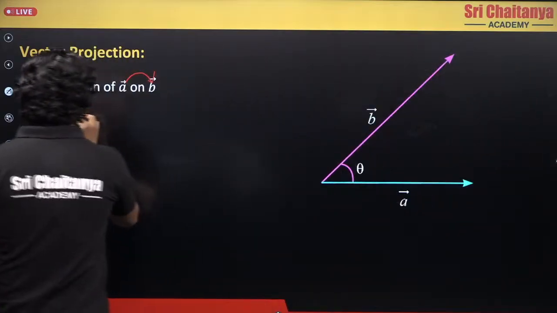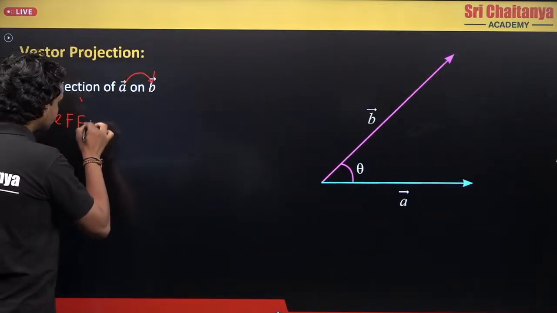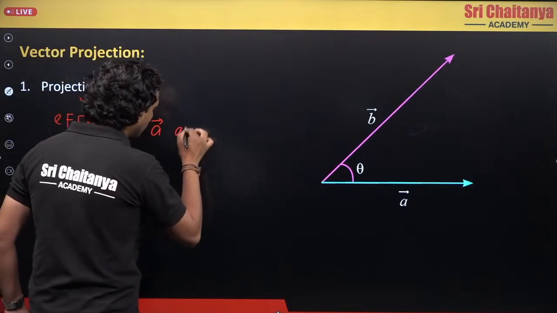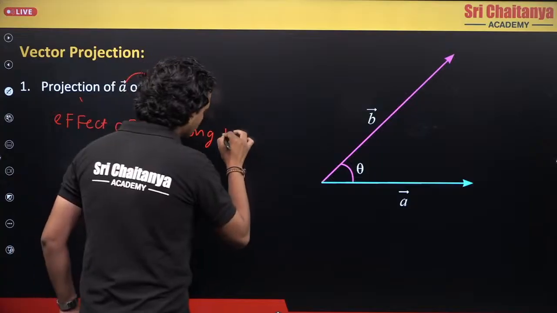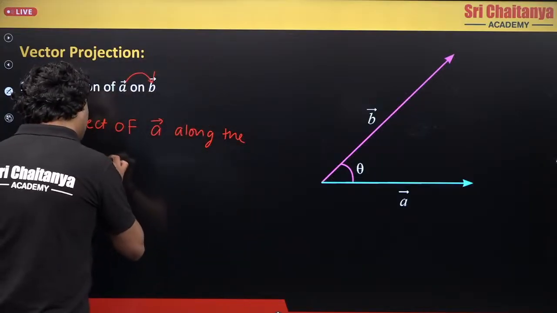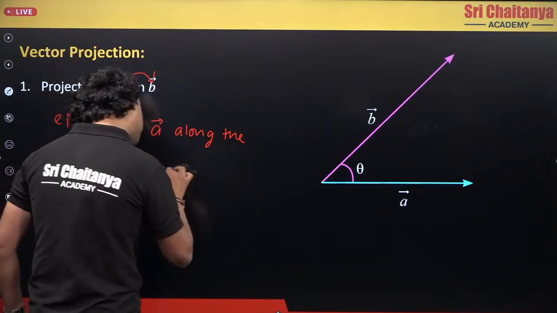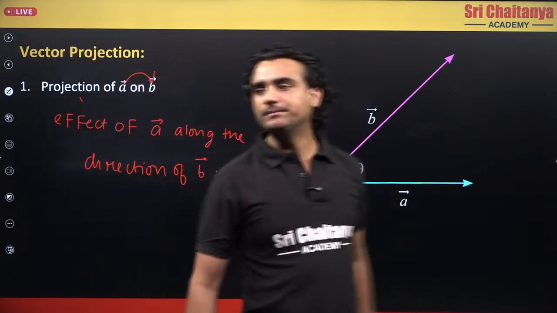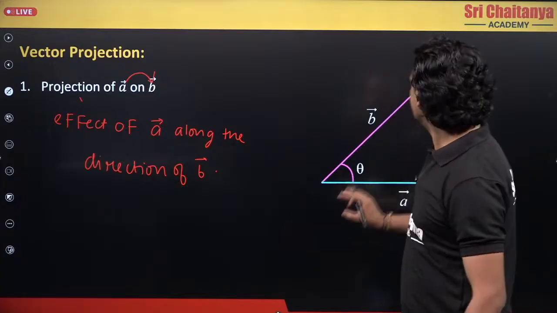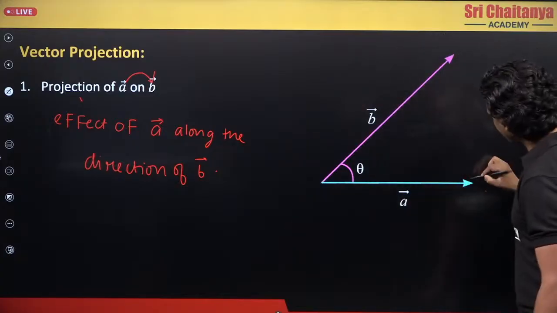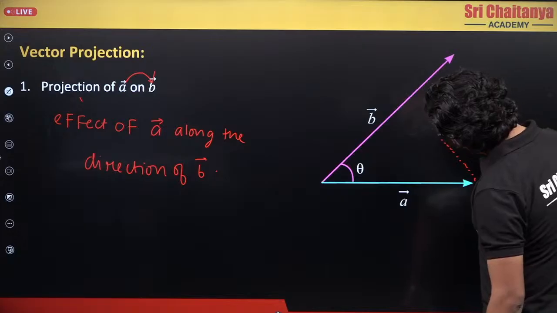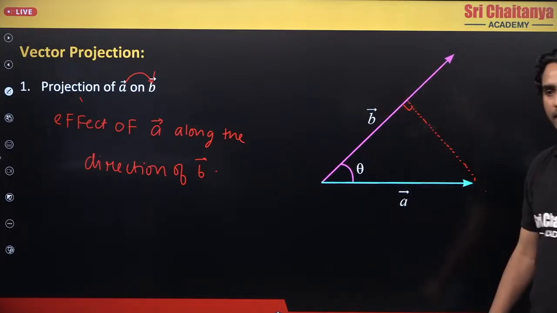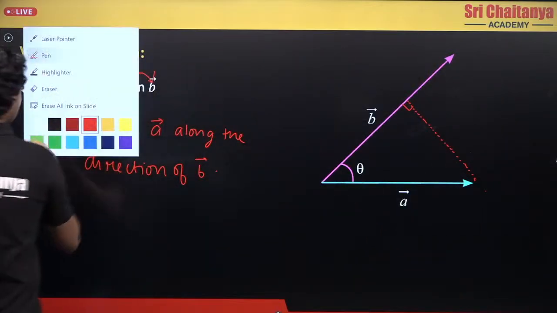What does this mean? This means the effect of vector A along the direction of vector B. Basically I am trying to find the projection of vector A along B. So we will draw a perpendicular like this, and I will find what this length is equal to.